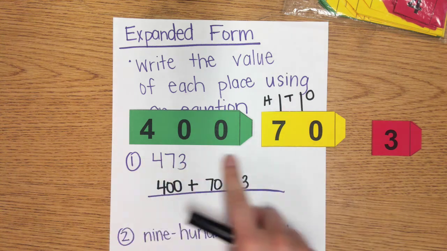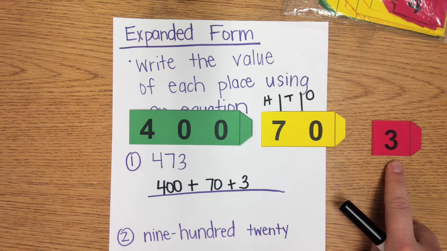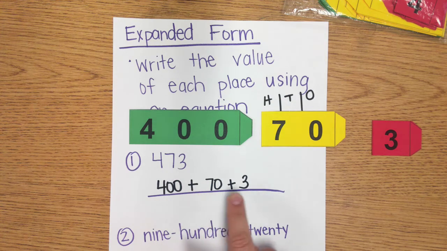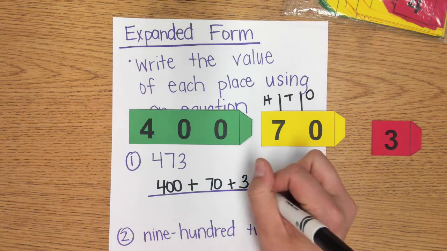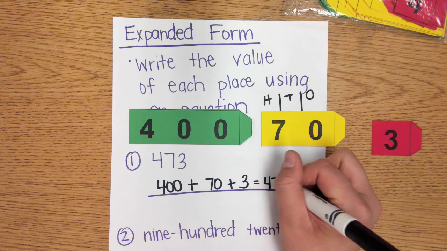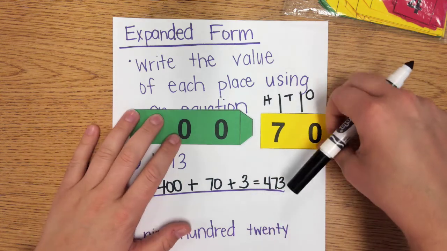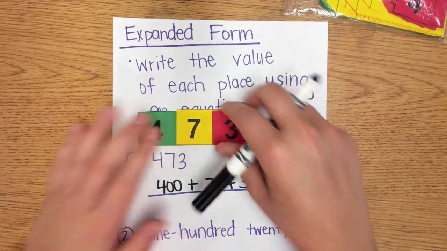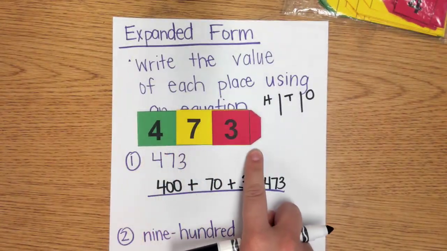So I know that my expanded form, telling the value of each place, so I have 473. And I know that 400 plus 70 plus 3, when I put my arrow cards all back together, I know that I get 473.